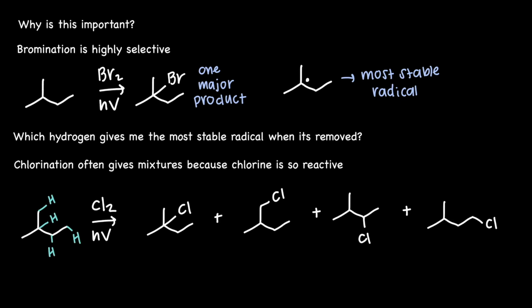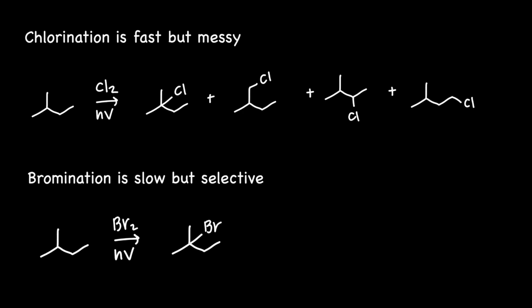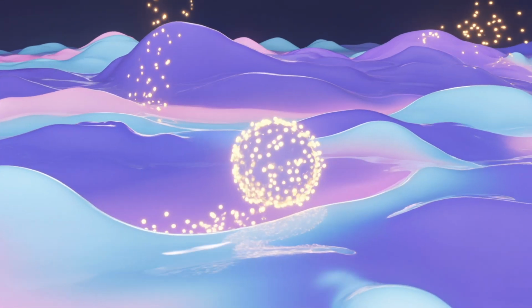Chlorination often gives mixtures because chlorine is so reactive, but bromination tends to point you directly toward the most stable radical intermediate. A simple way to remember this is chlorination is fast but messy. Bromination is slow but selective. Now let's discuss fluorine and iodine.